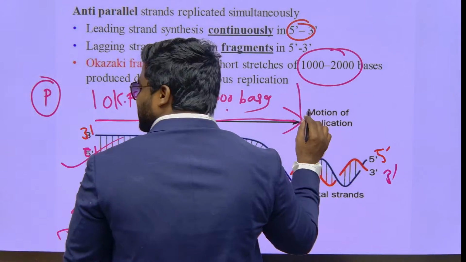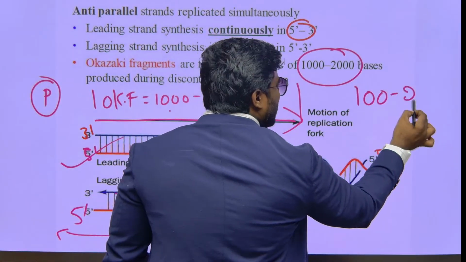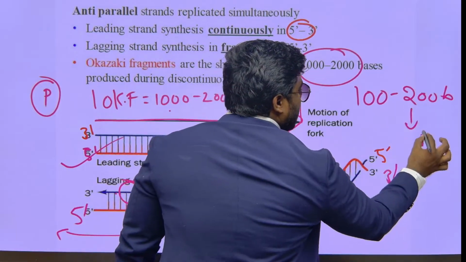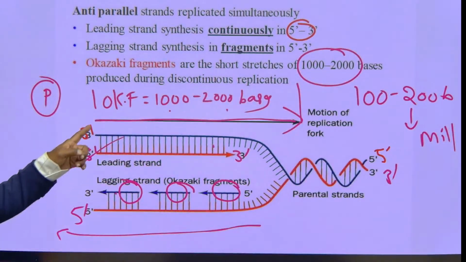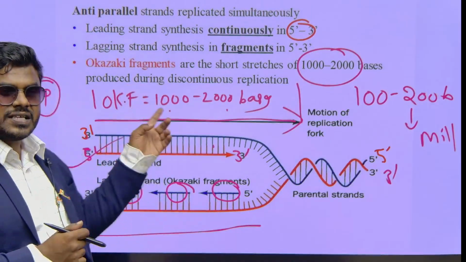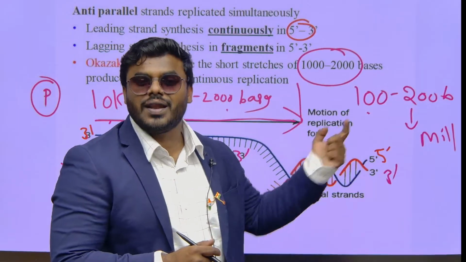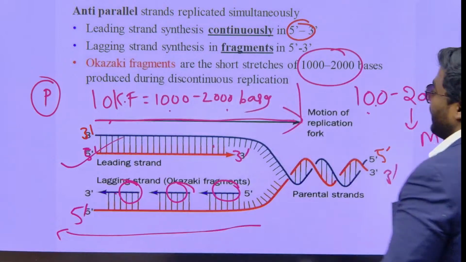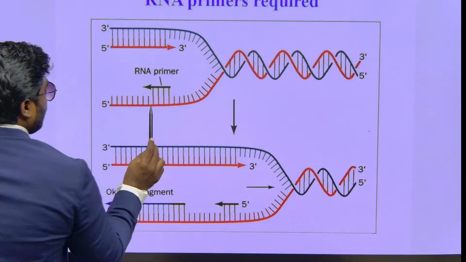But when I consider the eukaryotes, friends, how long is one Okazaki fragment? Very small, 100 to 200 bases, but they are present in millions in number. So lengthwise the prokaryotic Okazaki fragment is high, number-wise low. Here it is lengthwise small, number-wise millions. Please don't confuse.